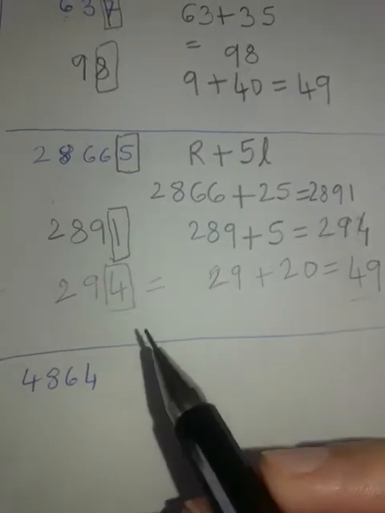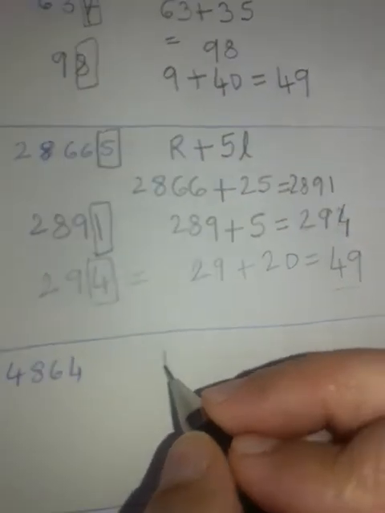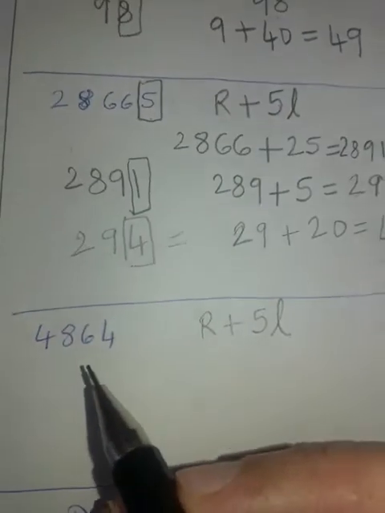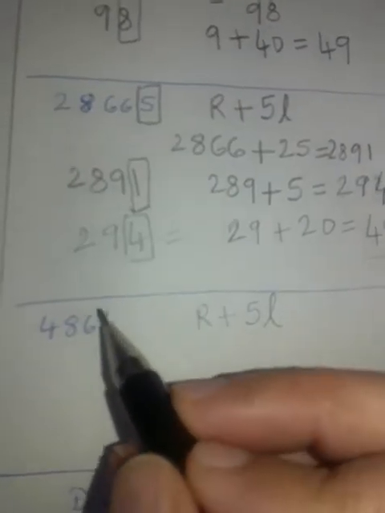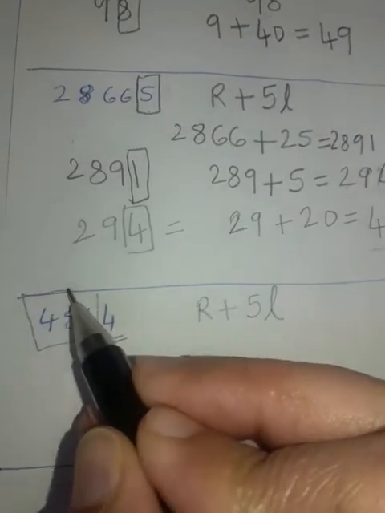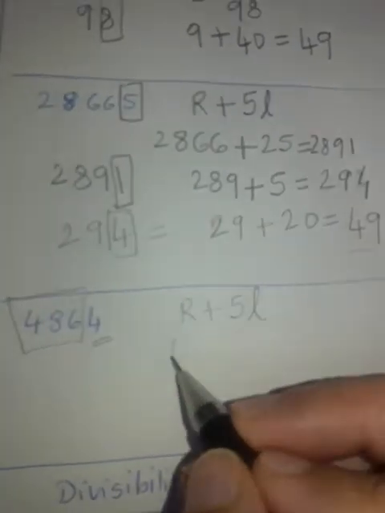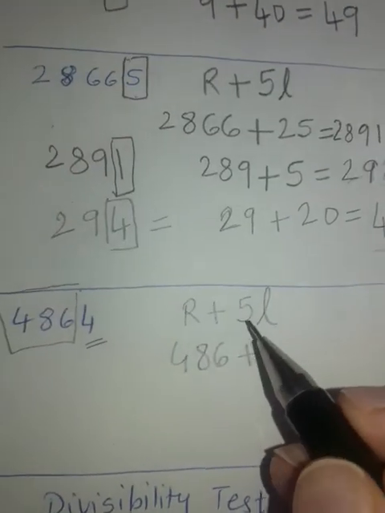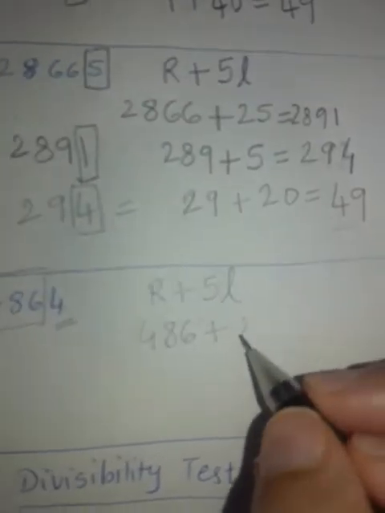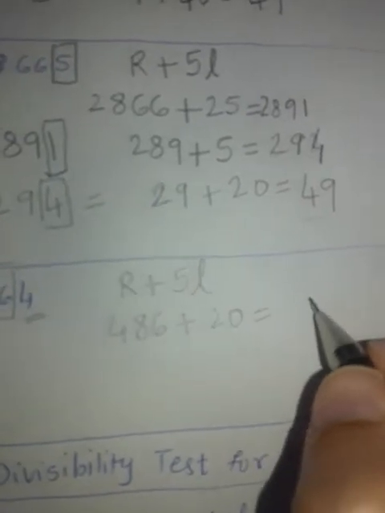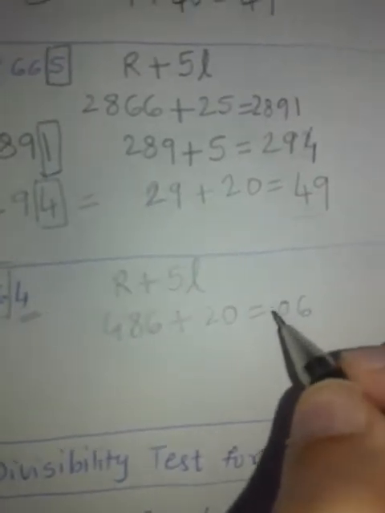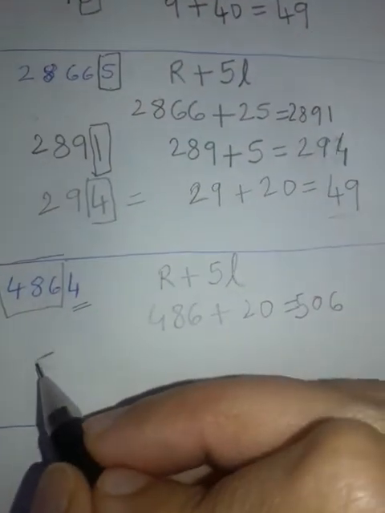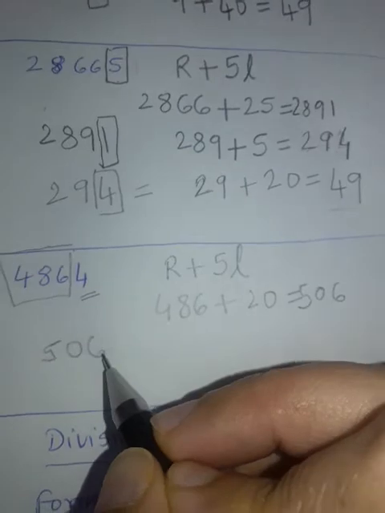Again try it one more time. Formula is R plus 5L. Last digit is 4. Remaining number is 486. So 486 plus 5 4s are 20. This comes out to 506. Again same procedure for 506.